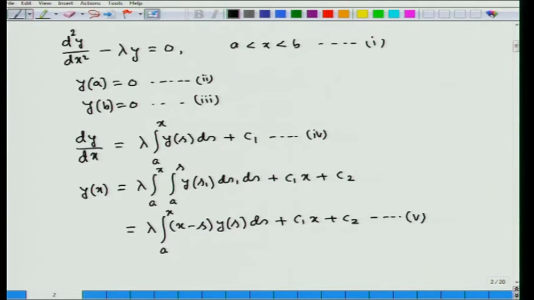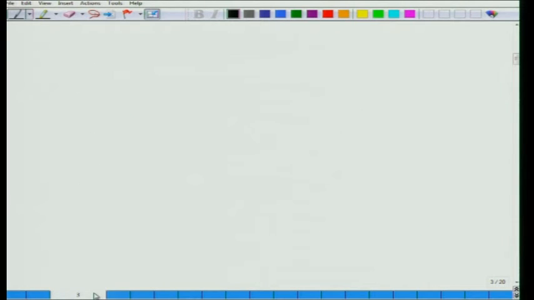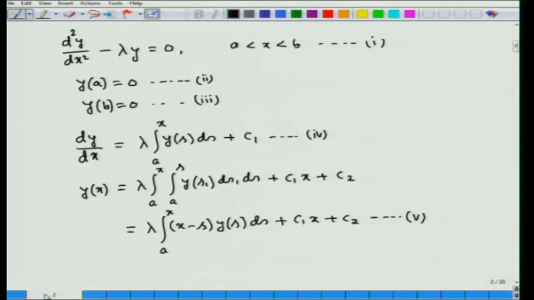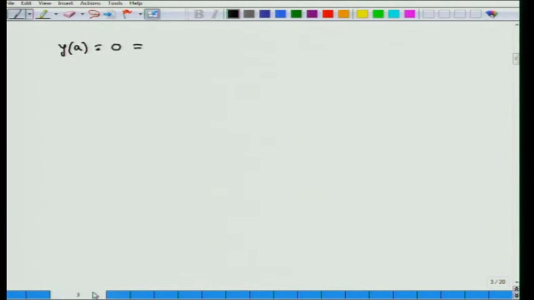Now, if we use the condition y(a) equal to 0 in (5), then we find that y(a) equal to 0, and the contribution from this integral will be exactly 0, because we are integrating over the range a to a, since x will be replaced by a. So, the integral from a to a of (a minus s) y(s) ds is equal to 0. We are only left with c1 a plus c2, and this implies c2 is equal to minus c1 a.